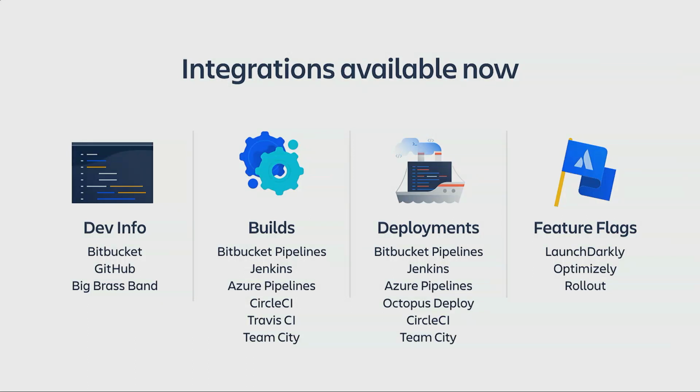And the same thing for deployments, the same usual suspects are up there, but also, for example, Octopus Deploy, which is a deployment tool who specialize in doing deployments. And finally, for feature flagging, we have the standard integrations available. So I should stress that these integrations are not written by Atlassian, except for the Bitbucket ones, but actually the third parties are actually building those integrations. So for example, the GitHub integration is actually built by GitHub.